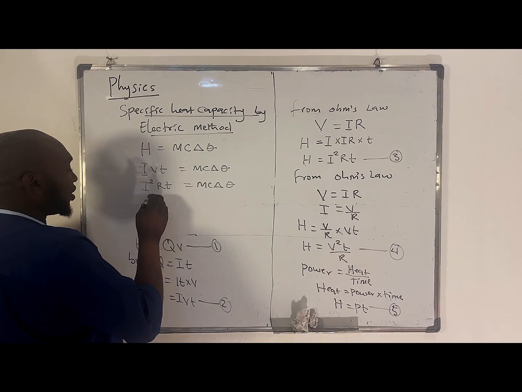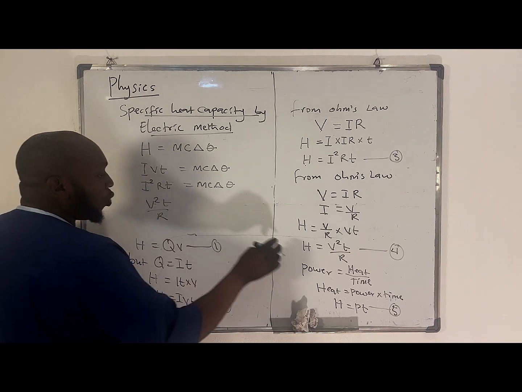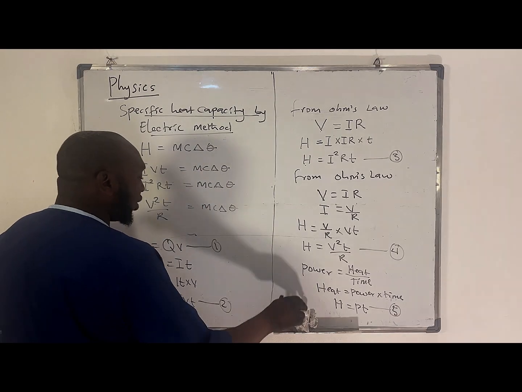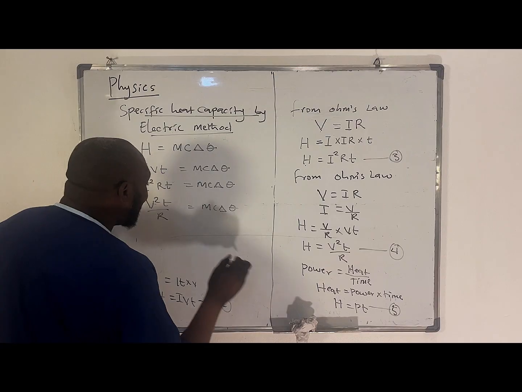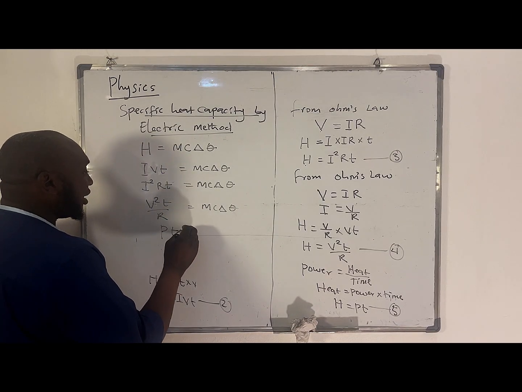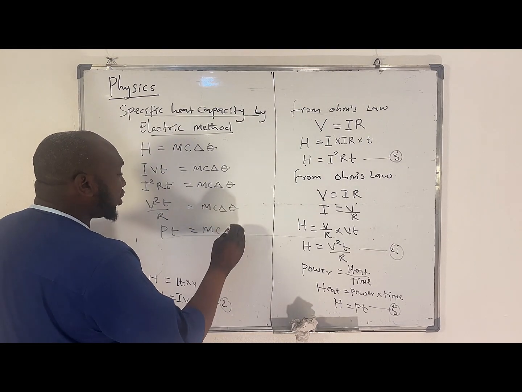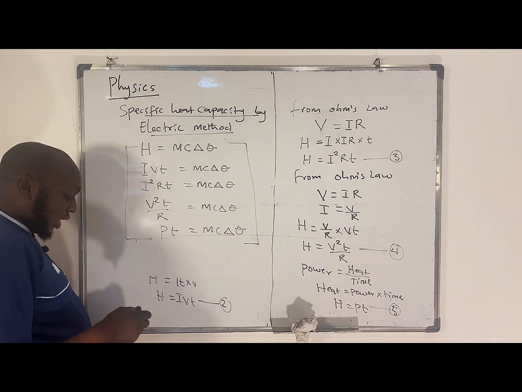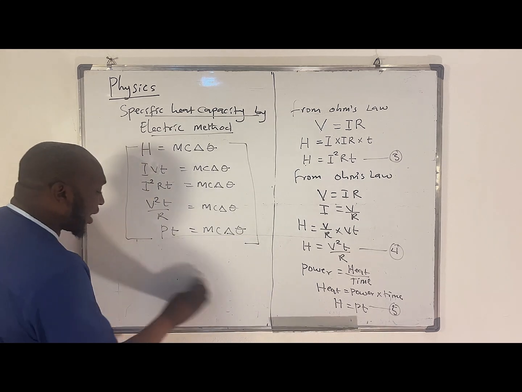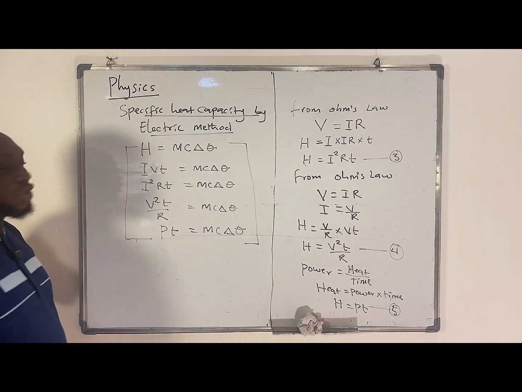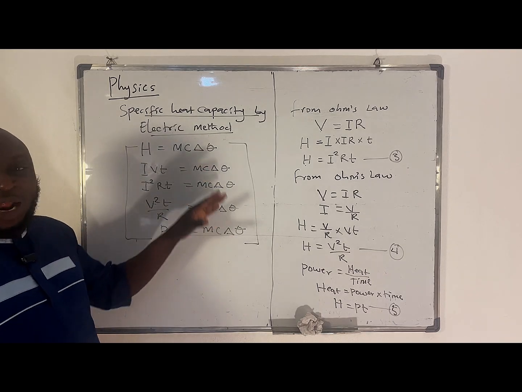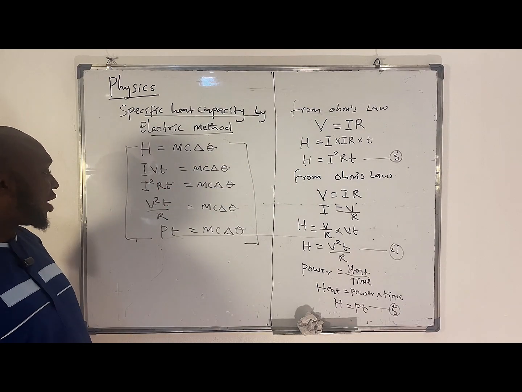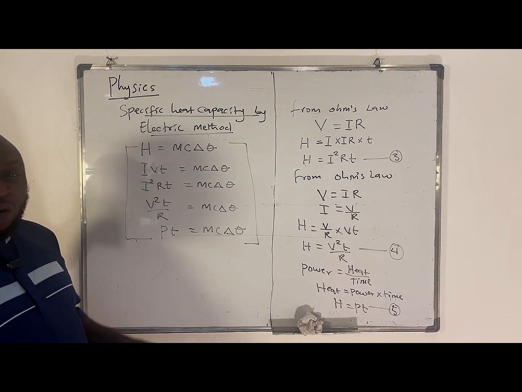The next one is V squared T over R, which is another formula for heat, is equal to MC change in temperature. And the last one is in terms of power: we have PT is equal to MC change in temperature. These are the formulas we use to determine the specific heat capacity of substances using the electric method. We may not use all the formulas at once. We can use any of them, depending on the given data, just like I said.